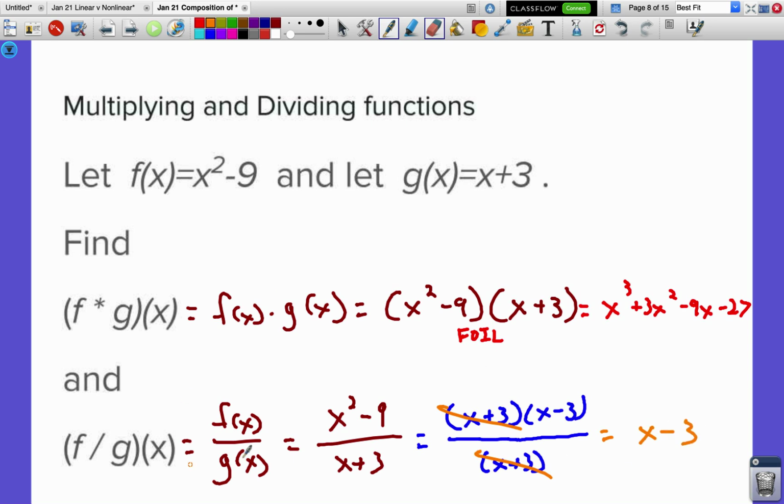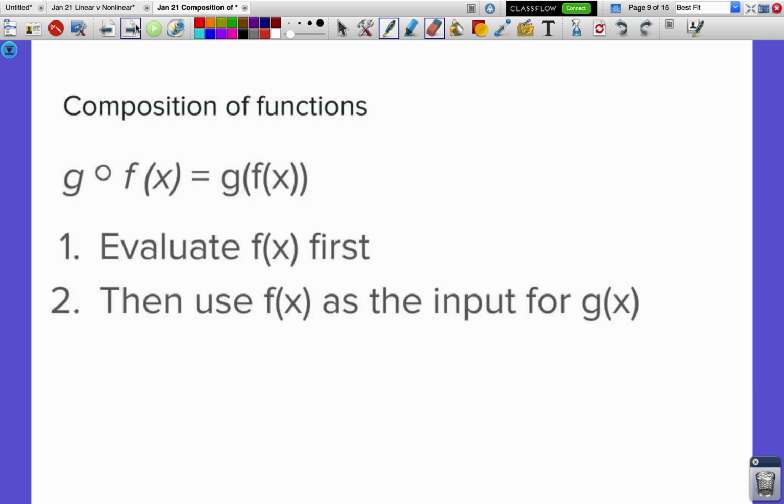But we need to remember, although we canceled out the bottom, this could still cause some discontinuities. It could cause a hole in our function. So we have to say that x cannot equal negative 3. If x was equal to negative 3, in the original running of the functions, g of x would be equal to 0, and then you're trying to divide by 0, and it's not good when you try to divide by 0.